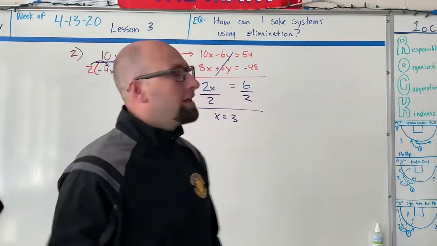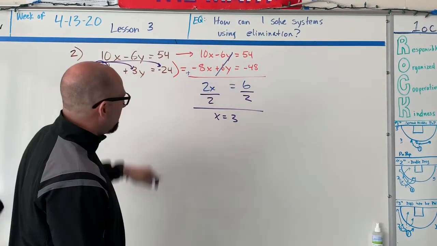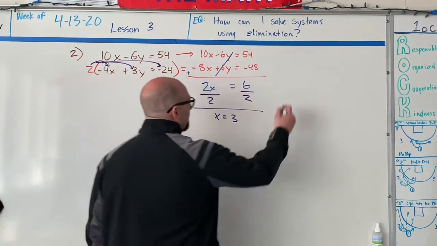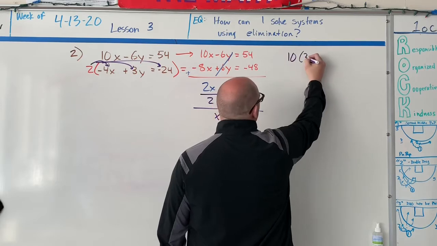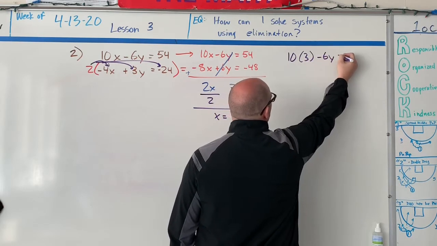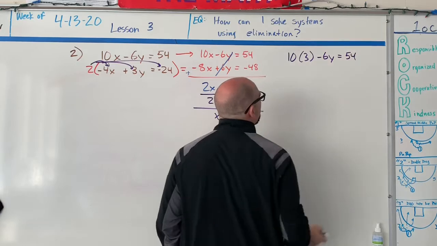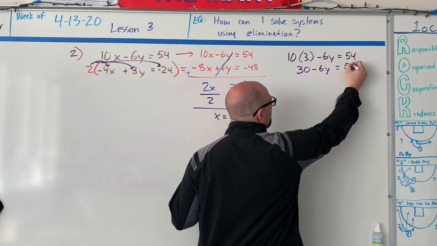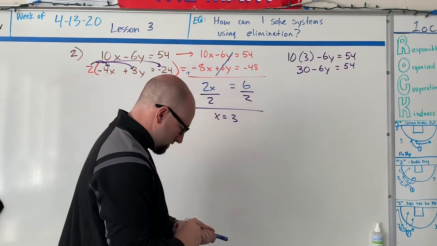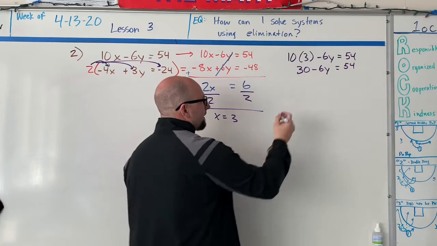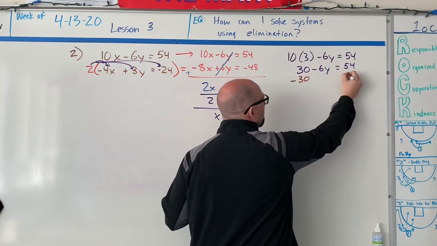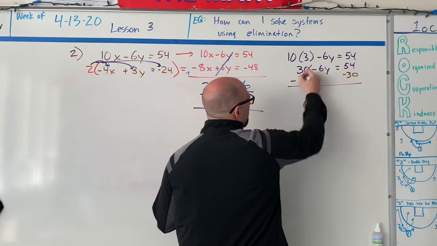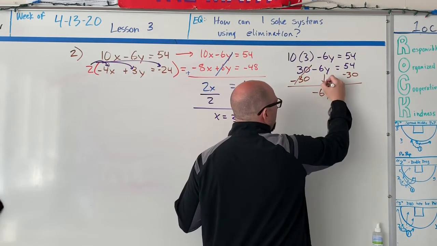Now, we're going to choose either of these, okay, and we're going to find our y coordinate. So let's just try the top one. Looks clean. So I'll go 10 times 3 minus 6 times y equals 54. Okay, so that's 30 minus 6y equals 54. Okay? So now we're going to subtract that 30. Get that out of there. Move it over to this side. Whatever you do to one side, you have to do the other side of the equation. That goes away.